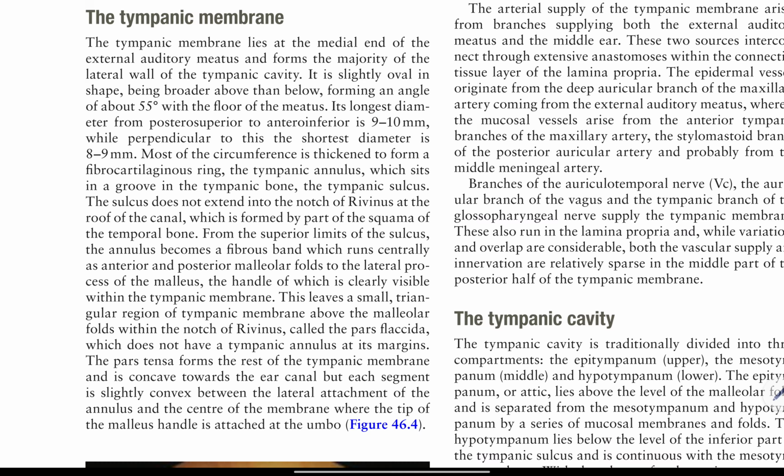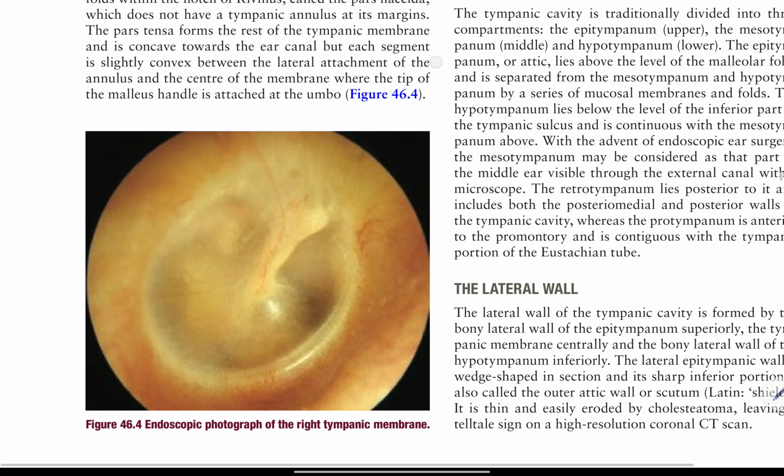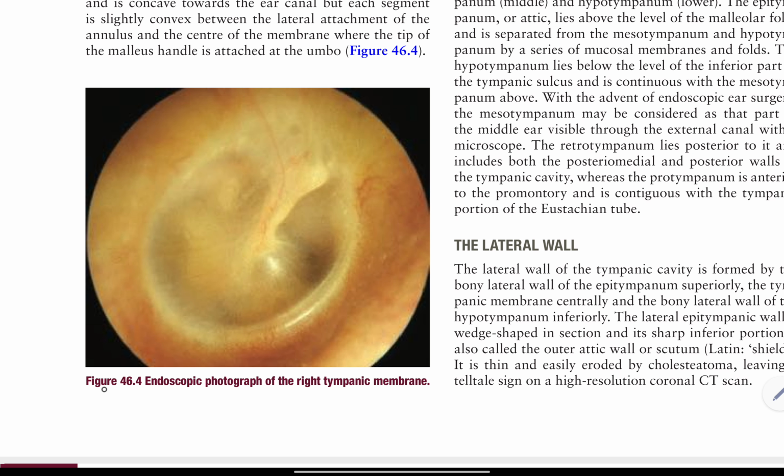The pars tensa forms the rest of the tympanic membrane and is concave towards the ear canal, but each segment is slightly convex between the lateral attachment of the annulus and the center of the membrane, where the tip of the malleus handle is attached at the umbo. Figure 46.4, endoscopic photograph of the right tympanic membrane.